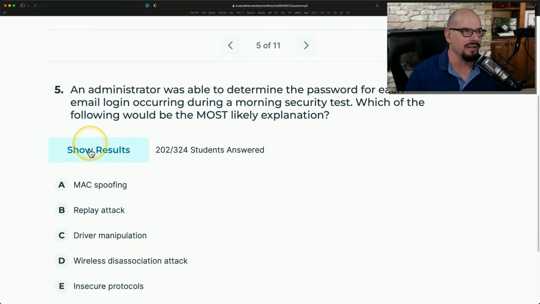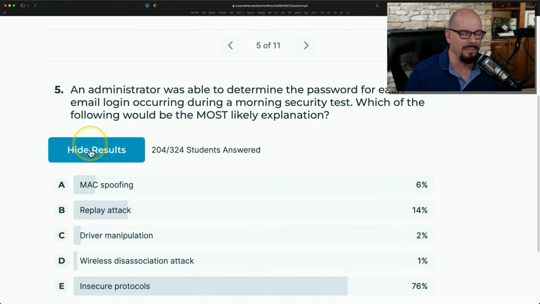How did you answer? I think this one might be a gimme. Wasn't as much of a gimme as I thought. We have 76% of you that said insecure protocols. 14% of you said a replay attack. We've also got 6% that said MAC spoofing, and then 2% said driver manipulation, and 1% said wireless disassociation attack. Wow, there's a lot going on there.